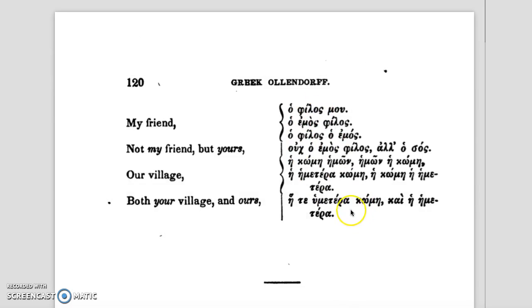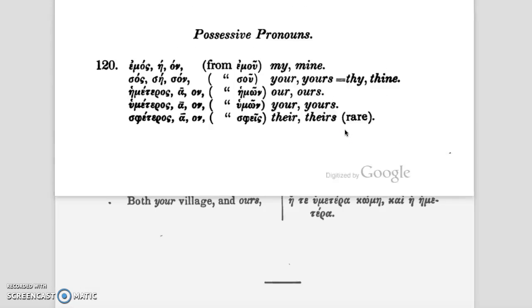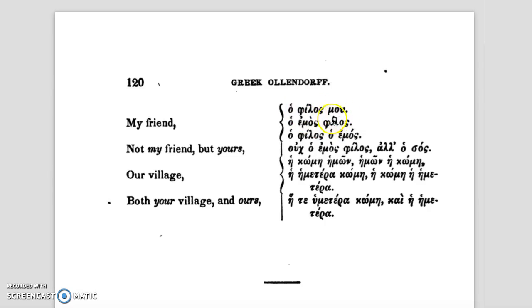Okay, here are some examples of us using it. All right, my friend is o philos mu, the friend of me, o philos mu. Now, notice that the old version comes after philos. Sorry, I had to check something. Okay, and then notice that the second version is like an adjective. O hemos philos, the mine friend. And because it's like an adjective, there's the other version where it's o philos, o hemos, the friend, the mine.